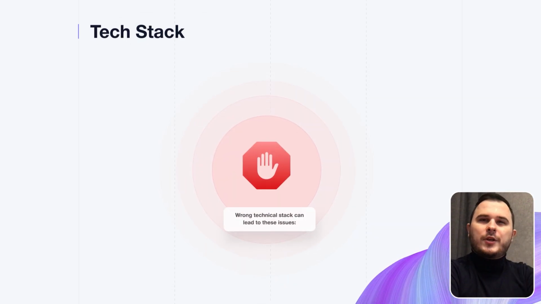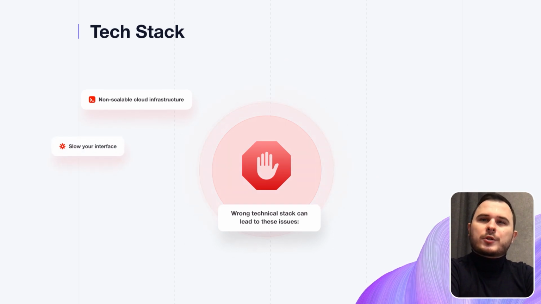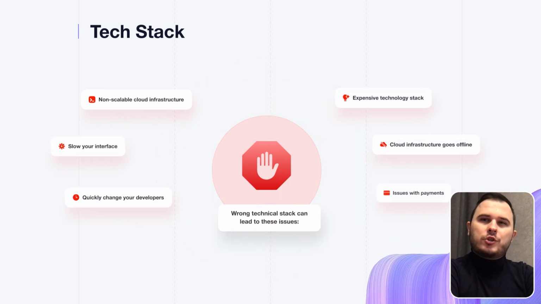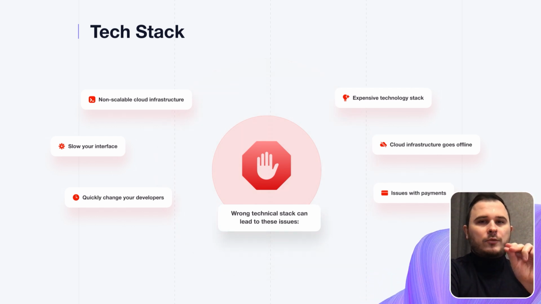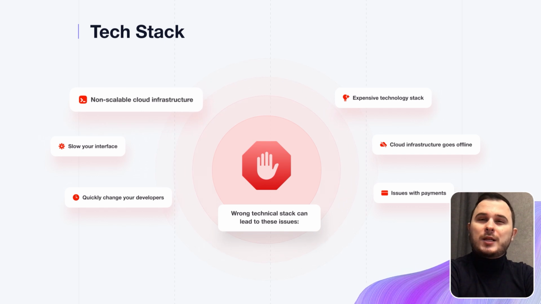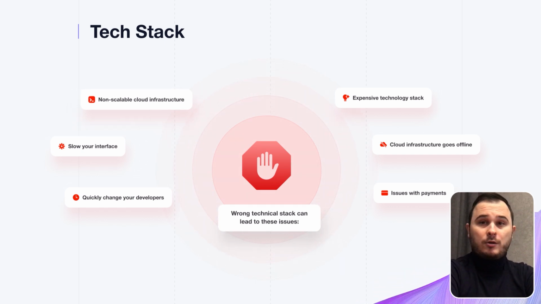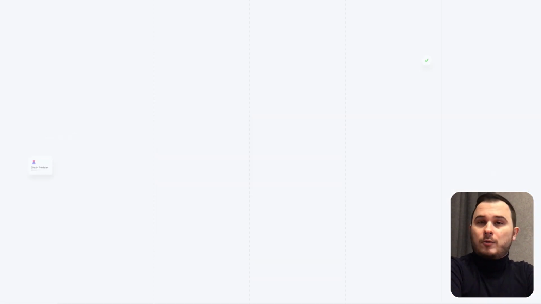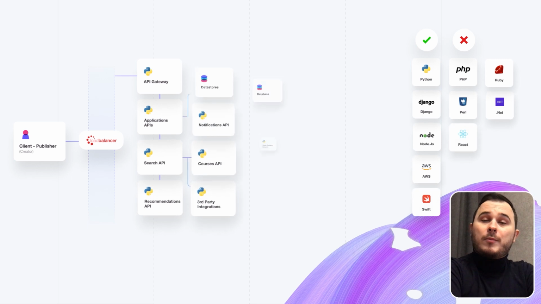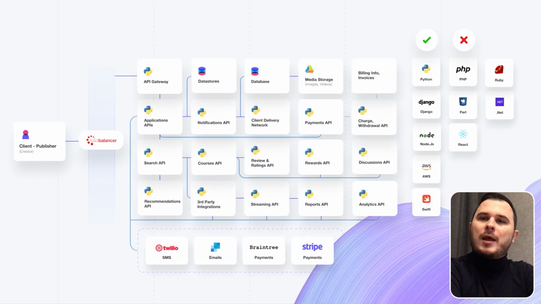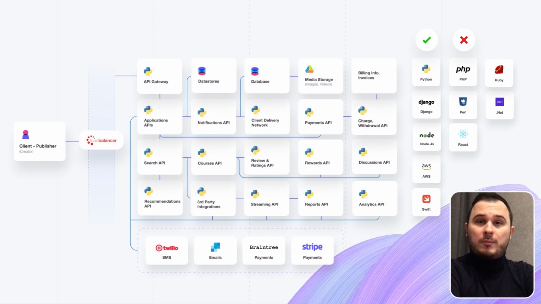Now, let's delve into the tech stack. This is one of the most crucial aspects when creating your online course platform. Therefore, choosing the right tech stack is vital to avoid challenges such as slow user interfaces, non-scalable and non-maintainable cloud infrastructure, high costs, payment and subscription issues, and the risk of your app going offline during traffic spikes. So, if you're planning to create an e-learning web or mobile app, it's essential to select the appropriate tech stack that enables rapid development of your minimum viable product.